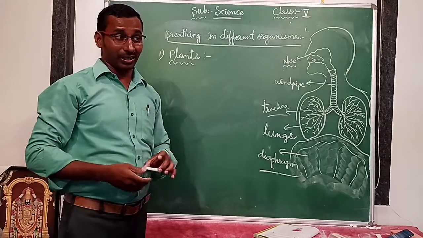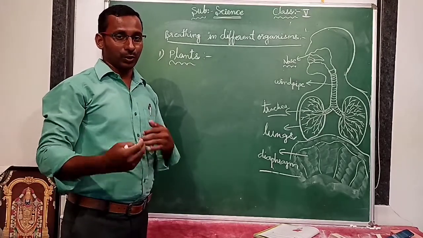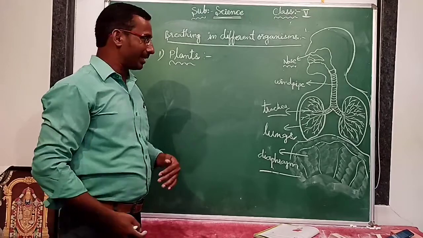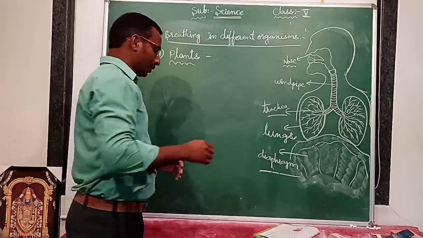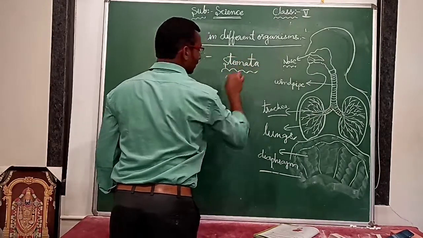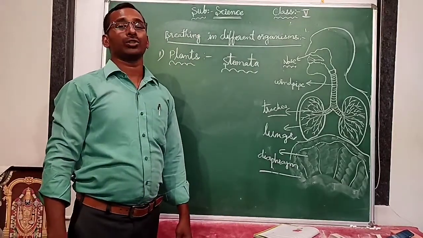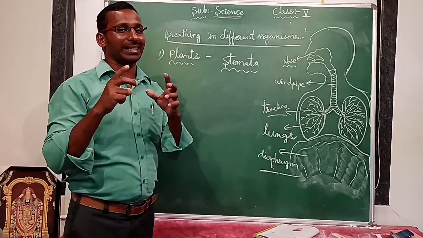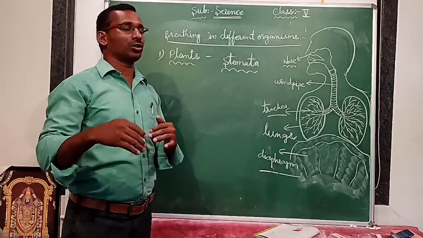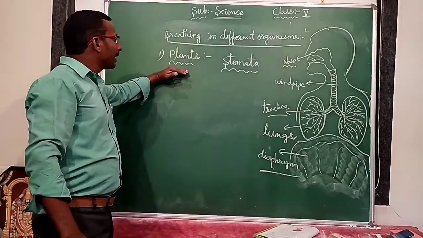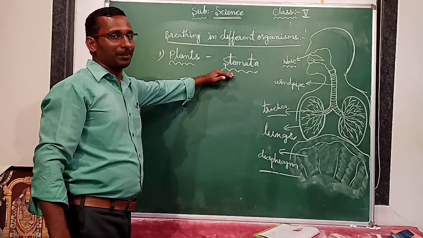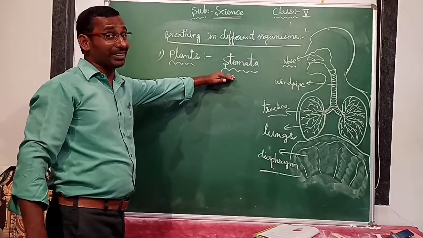Now, do you know how they are breathing? The same way human beings take breath, plants also breathe. How is it possible in them? Do you know about stomata and stoma? Here, plants are breathing with the help of stomata. Stoma means a single one; more than one stoma is stomata. So plants breathe with the help of stomata. These are the breathing organs of plants.